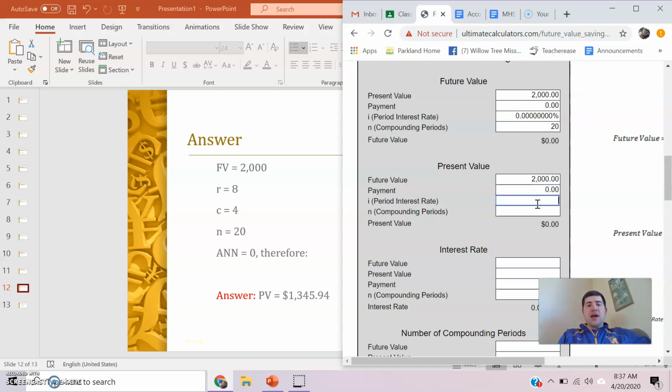Our interest rate for the time period is 8% for the year compounded quarterly. So what's 8 divided by 4? That's 2. We have 4 quarters times 5 years, so that's 20 compoundings. And the result is we would want to pay $1,345.94 for that in the future. So I know exactly how much I should pay for that $2,000 today based on everything.